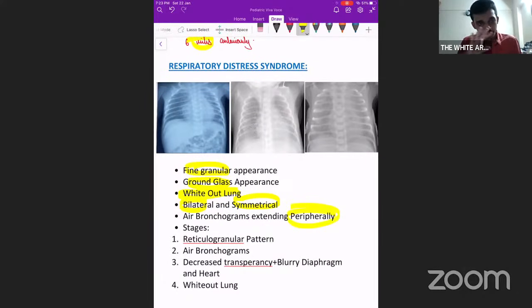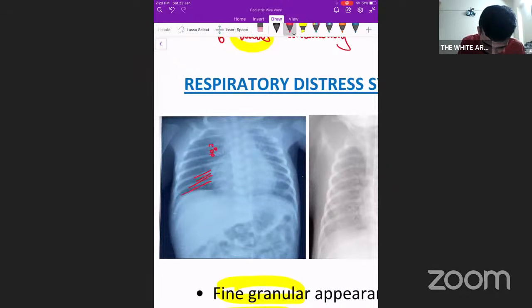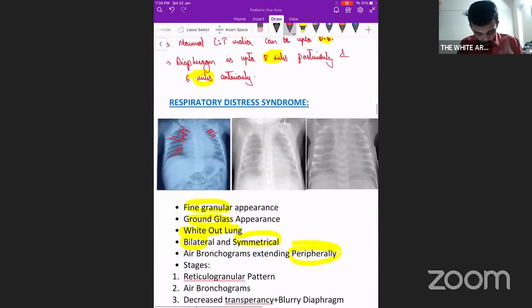Now, based on the severity, stage 1 is bilateral, symmetrical, fine reticulonodular opacities, correct? So you see streaks of these reticulonodular opacities which are extending from the center to the periphery, which is bilateral, correct? So these are the reticulonodular opacities which you see in stage 1.